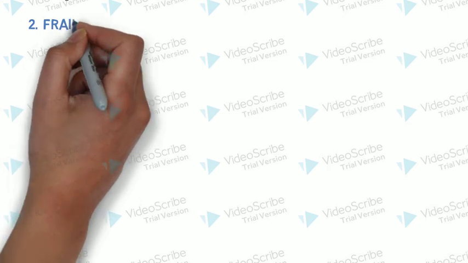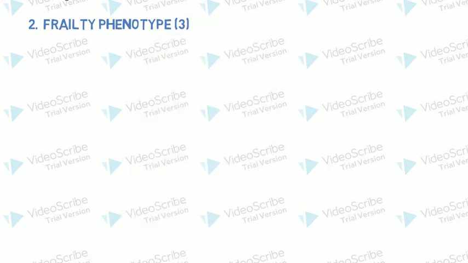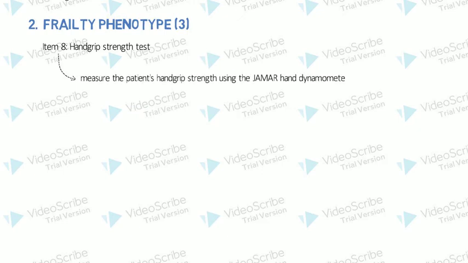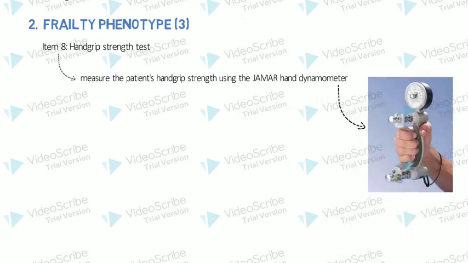Finally, the last item that needs to be completed in order to determine the frailty phenotype is the hand grip strength. So item 8 is the hand grip strength test, which we perform in our patients. Measure the patient's hand grip strength using the Jamar hand dynamometer. This is a device which you can order online.